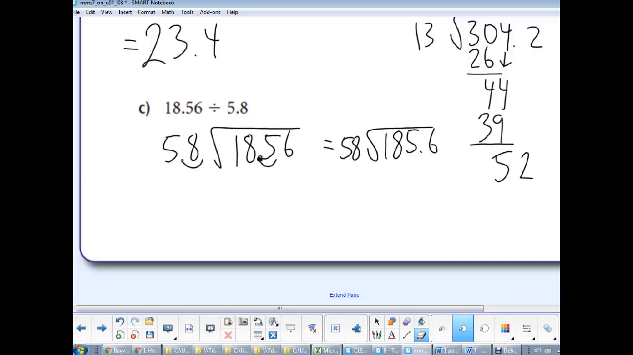58 goes into, we'll move the decimal up, 58 goes into 1 0 times, into 18 0 times, into 185 it's going to be 3 times. 3 times 8 is 24, carry the 2, 3 times 5 is 15, plus 2 is 17, so we have 11, bring down the 6, 58 goes into 116 2 times, exactly. So the answer will be 3.2.